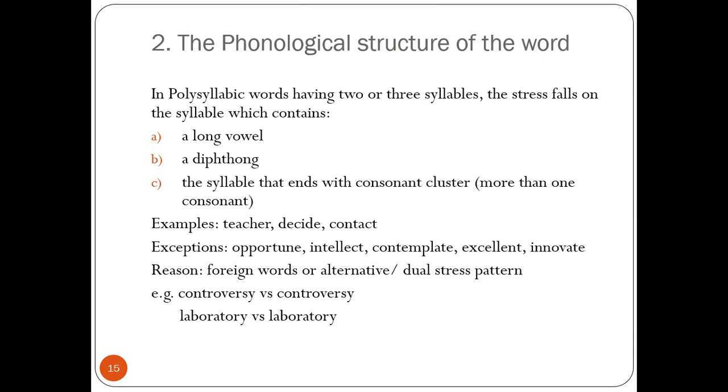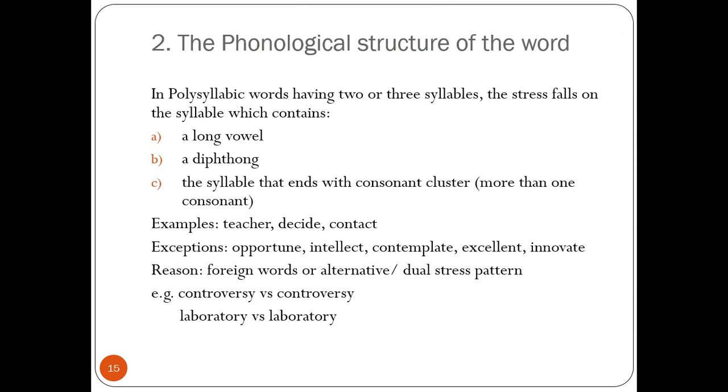The second word is for a syllable which contains a diphthong. Look at this one, decide. We have two syllables. The first one is D and the second one is side. And side has the I, which is a diphthong. So this is an example of a word which has a syllable containing a diphthong. That syllable is stressed. So in this example, the second or final syllable is stressed. Why? Because it has a diphthong.